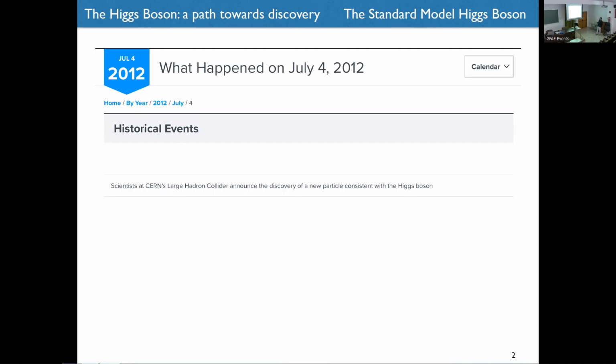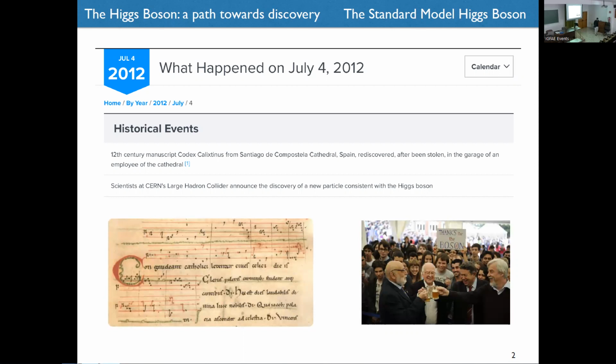Quite curiously, this is not the only thing that you will find. You also find the recovery of a stolen manuscript from the garage of an employee of the Cathedral of Santiago de Compostela. I don't think the two events are connected, but I still find it amusing when I Google this. So anyway, I'm sorry for everyone interested in medieval literature, but I'm going to talk about the Higgs boson here.